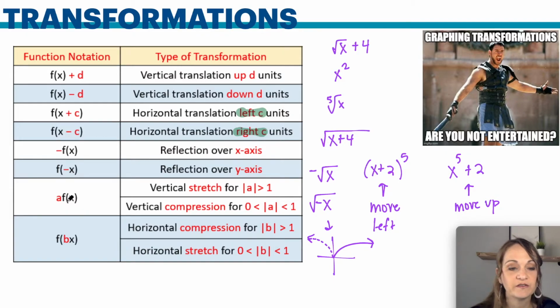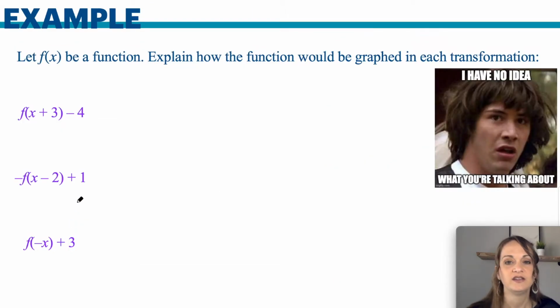If you have a number in front of the function, you're going to stretch it. And if you have a number inside the function that's multiplied by it, it's actually going to compress. So for example, let's say we have some function. We don't know what it is. Maybe it's an absolute value. Maybe it's a square root. Maybe it's another type of radical. It doesn't matter. We can still say what the function would do.